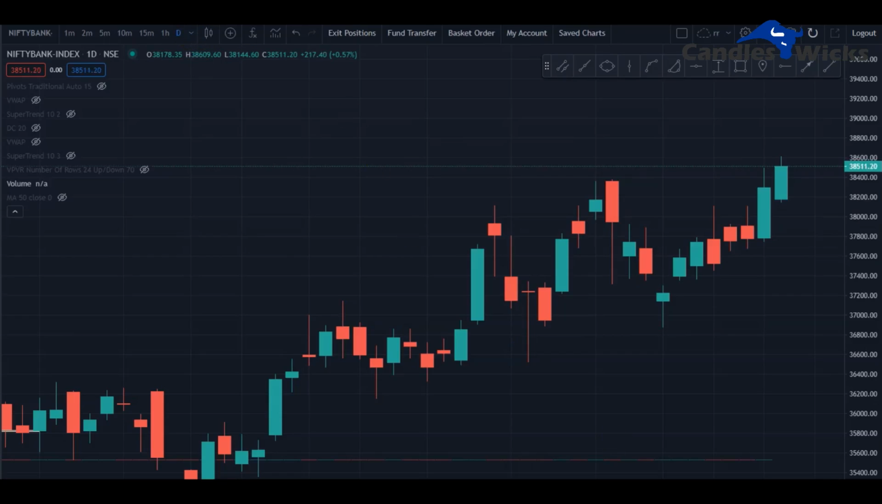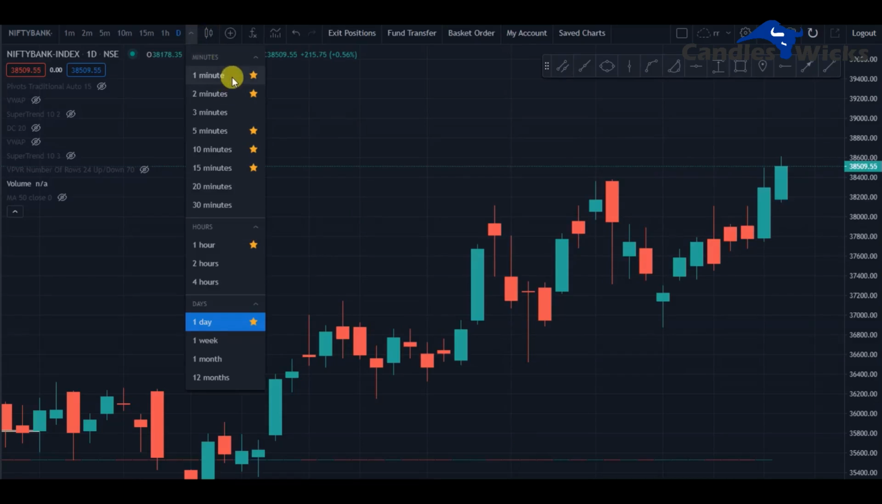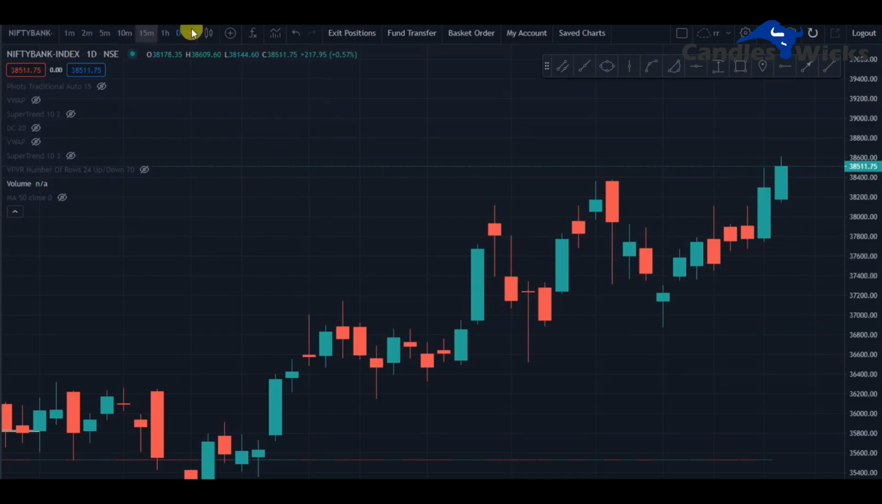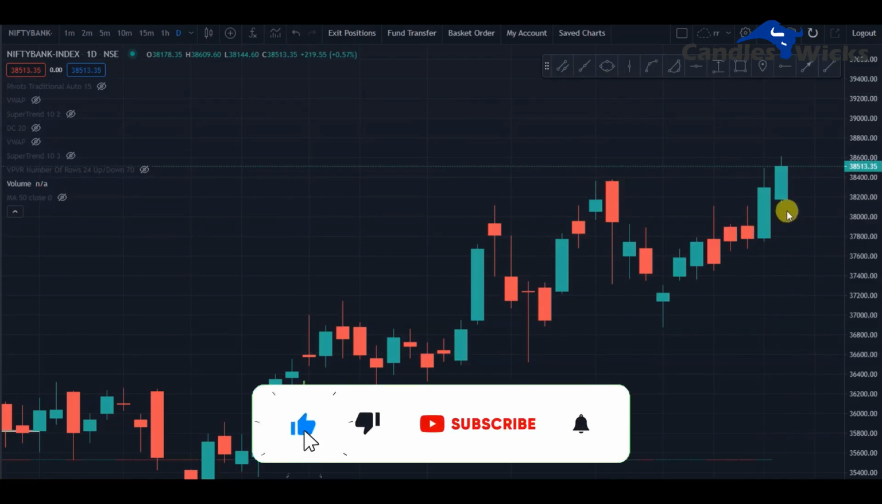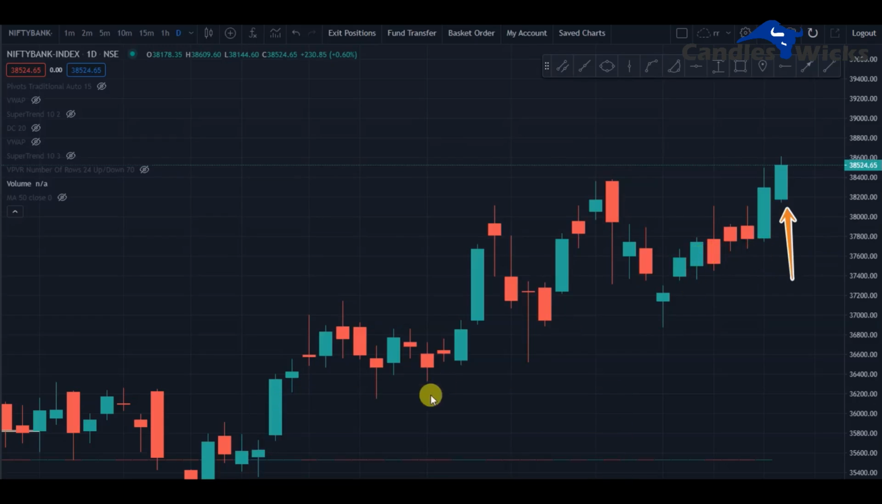When you click here on the down arrow, you will see various time frames available. 1 minute, 2 minute, 3 minute, 5 minute, 10 minute, 15 minute, 20 minutes, 30 minutes, 1 hour, 2 hour, 4 hours, 1 day, 1 week, 1 month, and 12 months. Whatever time frame you select, one candle will represent that time frame. Say for example, now it is daily, so this particular candle is representing today, this the previous day, and this the previous working day, and so on.